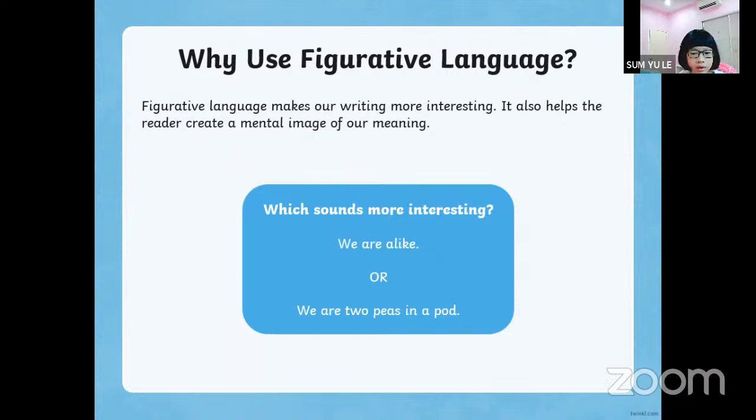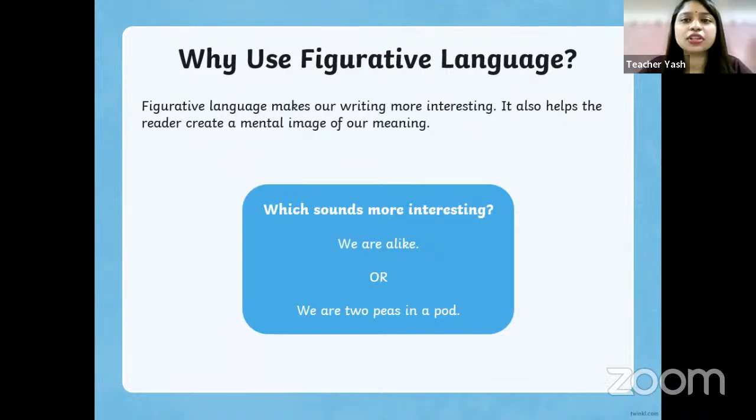We are alike, or we are two peas in a pot. So why use figurative language? Okay, figurative language makes our writing more interesting. It also helps the reader create a mental image of our meaning. Okay, like you can already imagine. Like this word, which sounds more interesting. We are alike. That means we look the same.